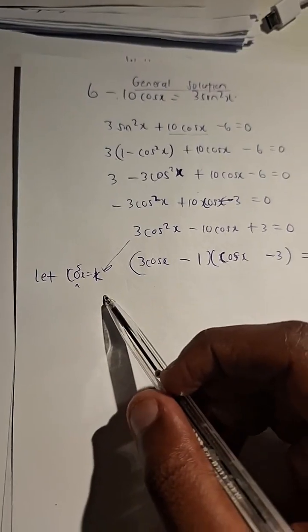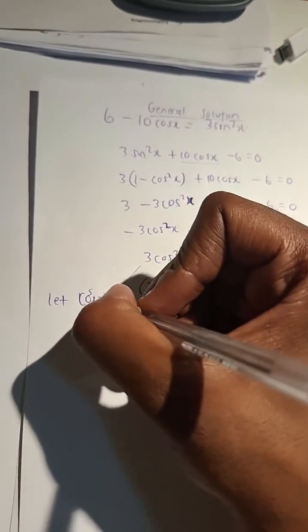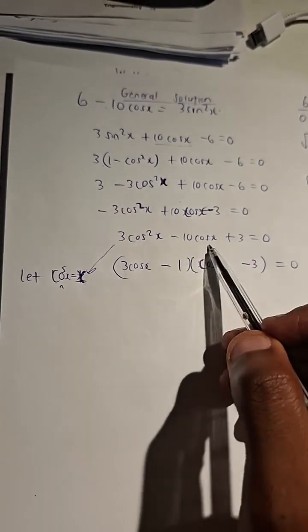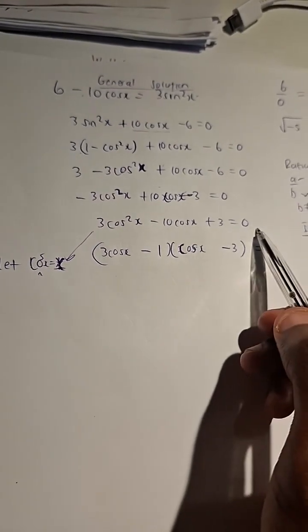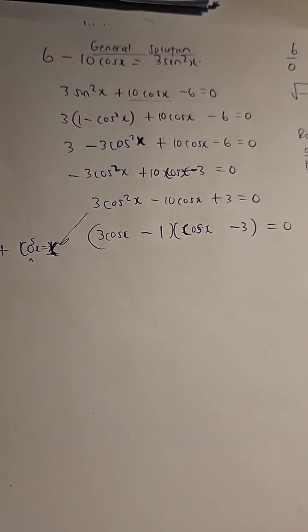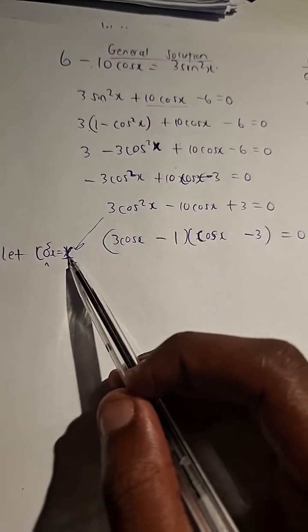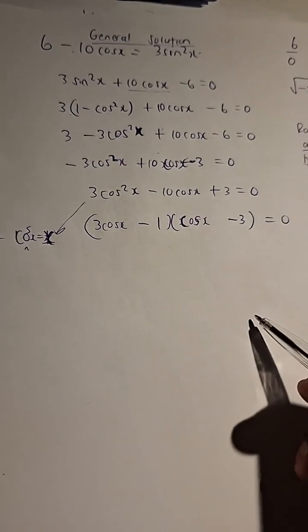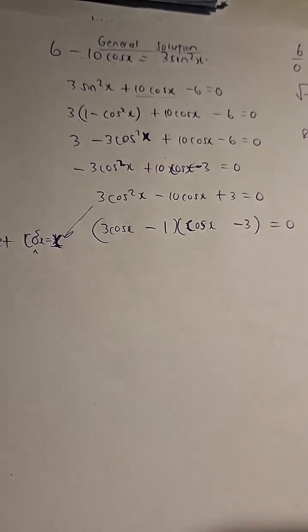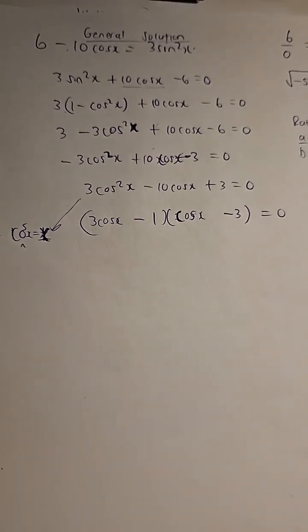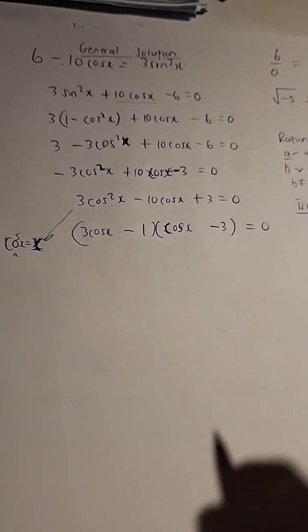It's very important. If you're going to let cos x be x, then you are going to say 3x squared minus 10x plus 3 is equal to 0. Then you use the quadratic formula. But don't forget to equate cos x to the value of x that you got, so that you can solve for the required thing. Are you with me?